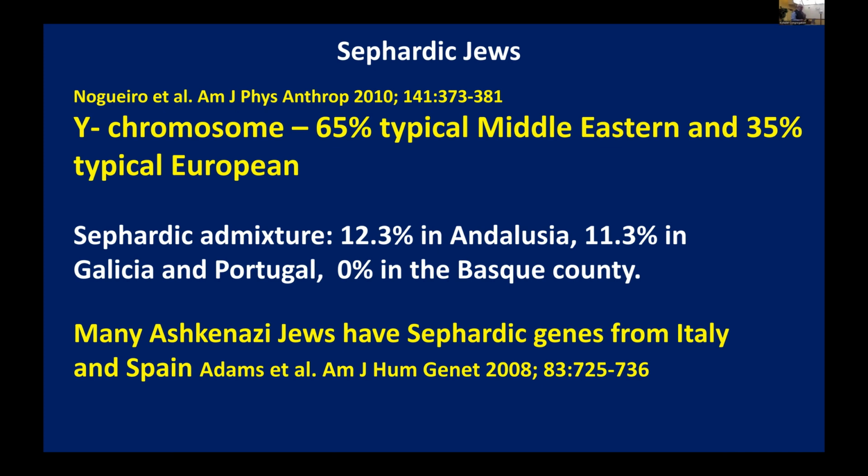Many Ashkenazi and Sephardic genes from Italy and Spain have mixed together. And in fact, a lot of people who are doing Ancestry or 23andMe find substantial admixture of Italian or Spanish blood. And that's where it's coming from. It's not that your grandmother did something recently.